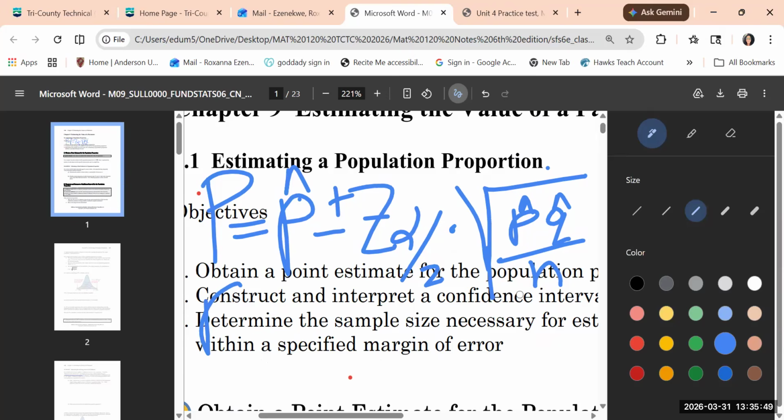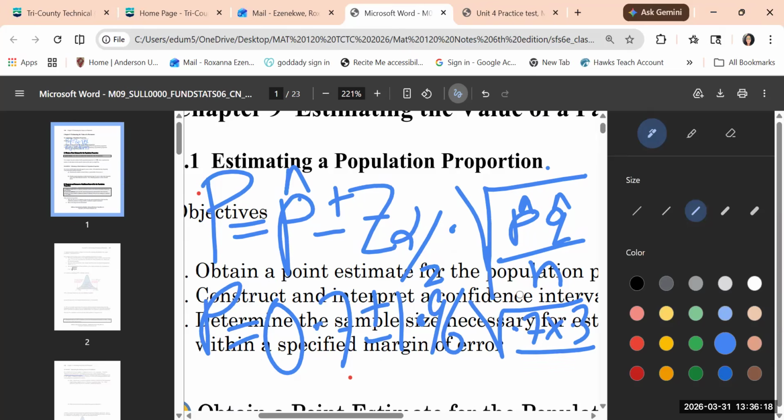So now p, the estimate of the population proportion, is equal to the sample proportion, which is p hat, which I already know is 0.7, plus or minus the critical value, which is 1.96 because I already found it, multiplied by the standard error for proportion: p hat is 0.7 multiplied by 0.3, and the sample size is 200. If you solve this problem, you get an answer.